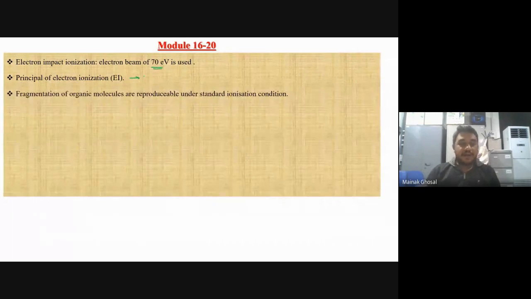Now, fragmentation of this organic molecule is reproducible under standard ionization conditions. This is very much an advantage: under standard ionization conditions, whatever fragments you are getting are completely reproducible whenever you do this ionization. This is a big advantage of electron ionization.